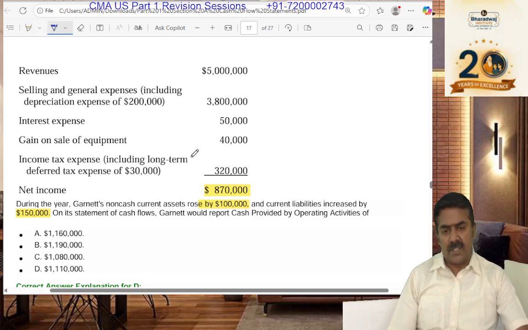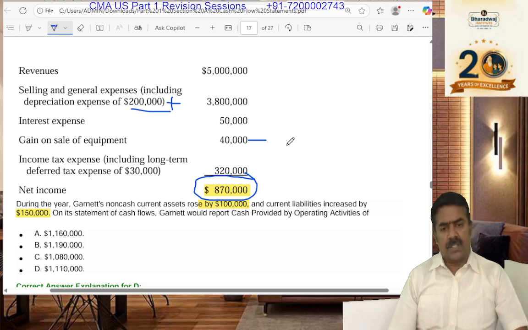You have to start with net income. Depreciation expense, what will you do? You will add back. Gain on sale of equipment, you will reduce. Try to work out.